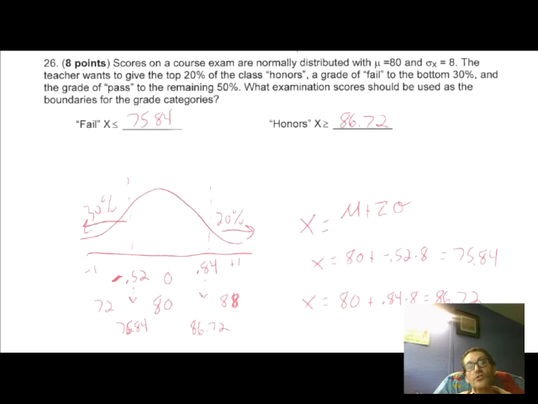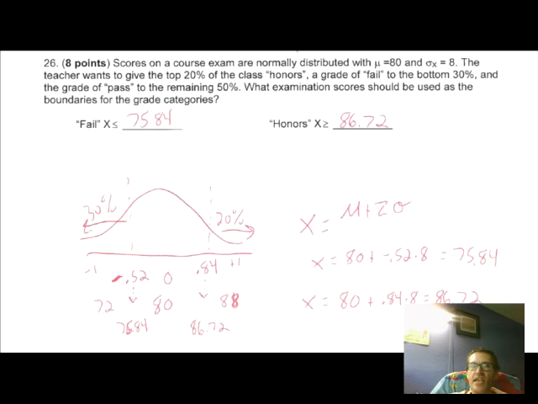Now, what raw scores will set that apart? Heck, you now have a very simple approach: go back to lecture 5 and use the old x equals mu plus z sigma equation. And so you've got two of them. X equals the mean of 80 plus negative 0.52 times 8. Get yourself a 75.84. And X equals 80 plus 0.84 times 8 to get an 86.72.